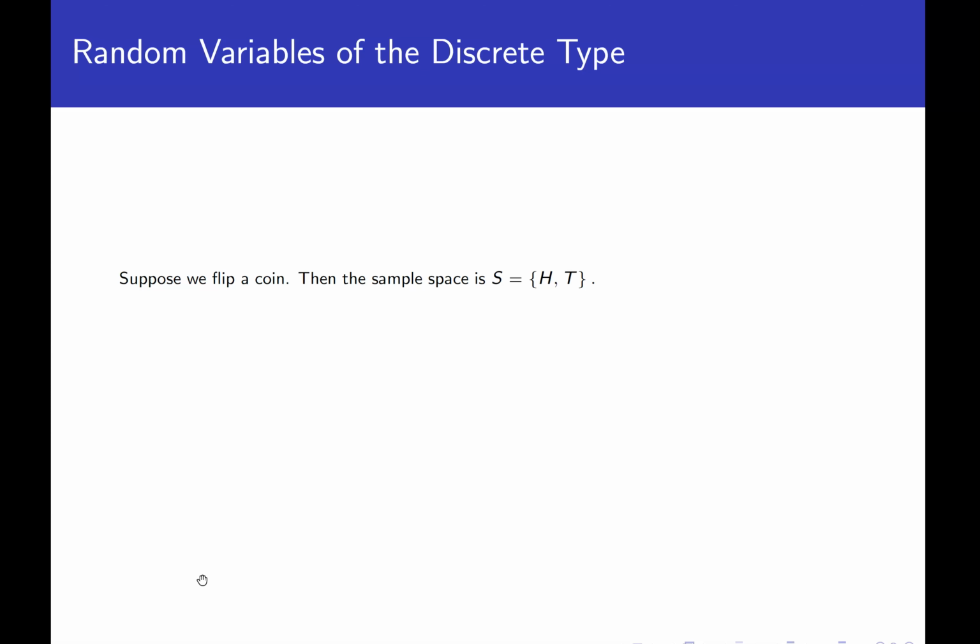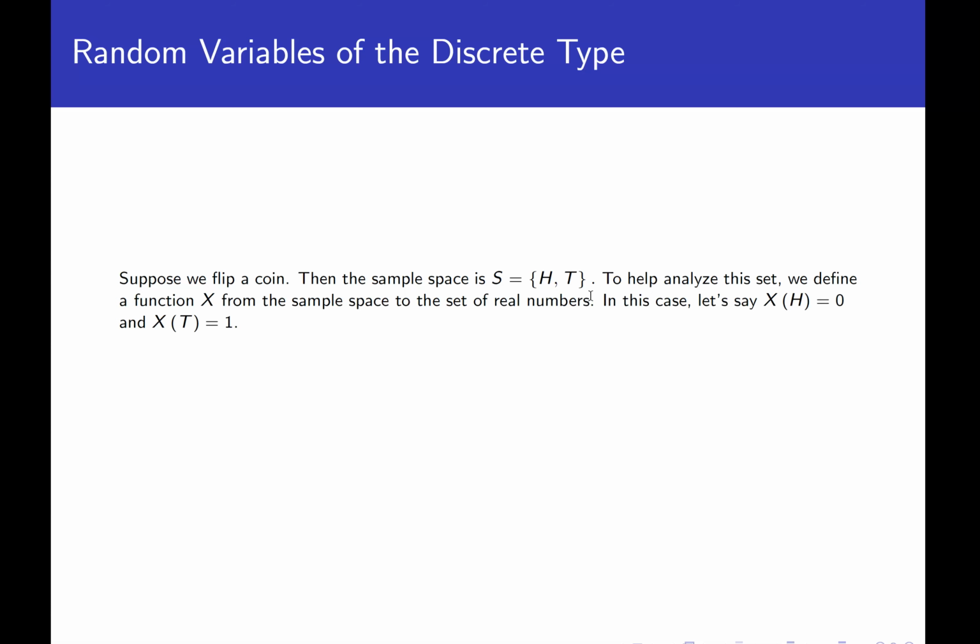So let's talk about what we mean by a discrete distribution for a random variable. Let's suppose we flip a coin. Well, then the sample space is either you get heads or you get tails. So notice that this is what we mean by discrete, right? There's nothing in between heads and tails that you can get. You either get heads or you get tails. That's an example of a discrete type of distribution.